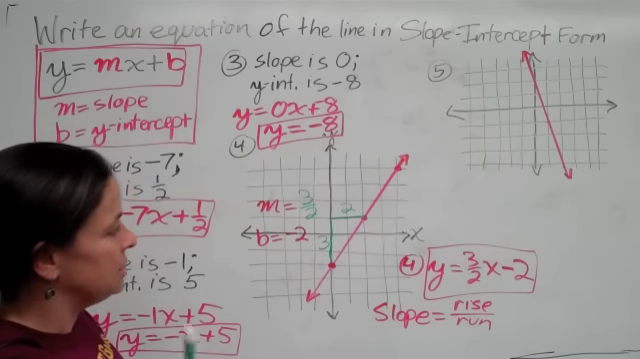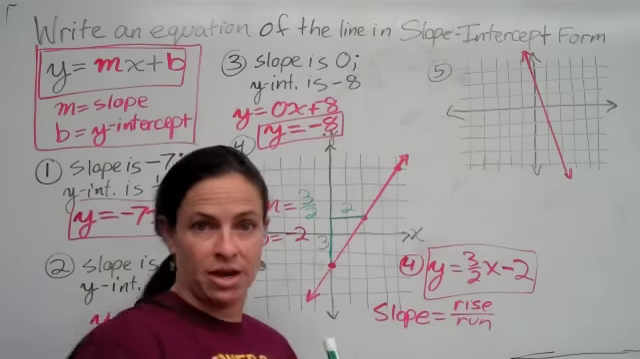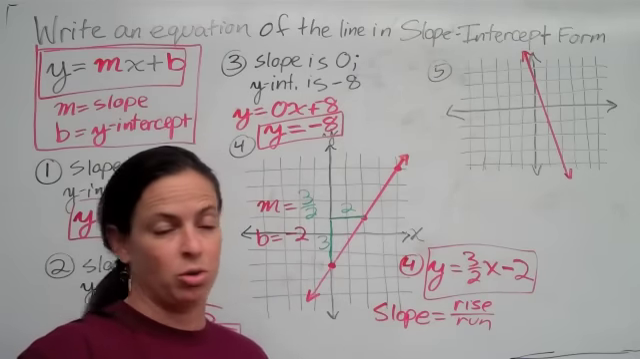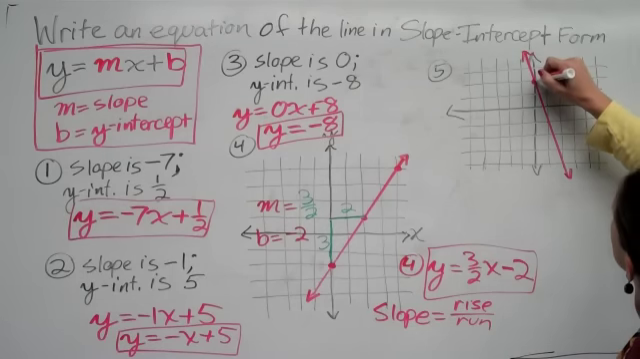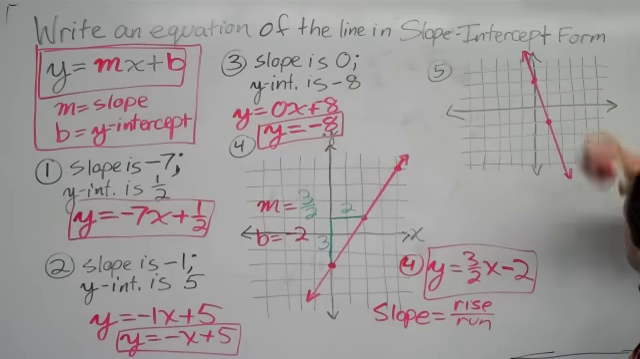Number 5, same idea as 4. I want to find points that I am already aware of, that I know what they are. Looking at this, I see that it definitely crosses through this point, it definitely crosses through this point, and it looks like it definitely crosses through that point. So, what do I know?